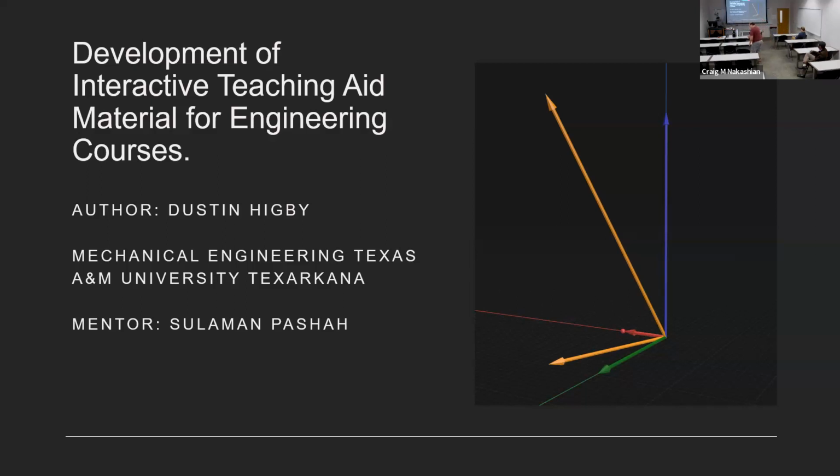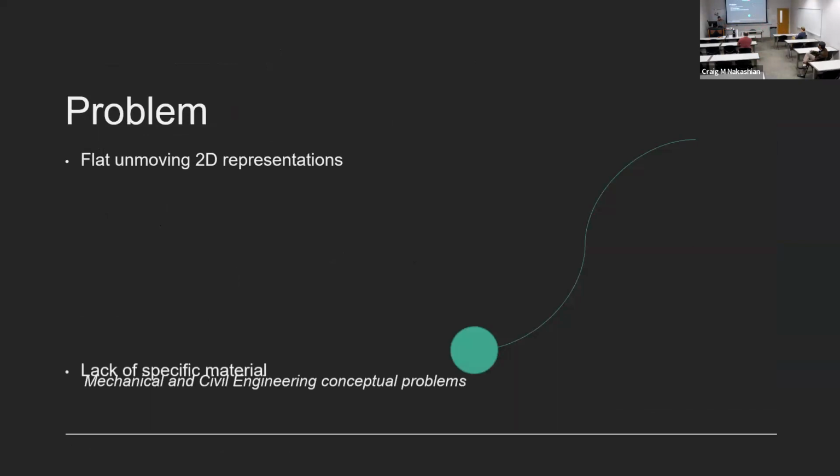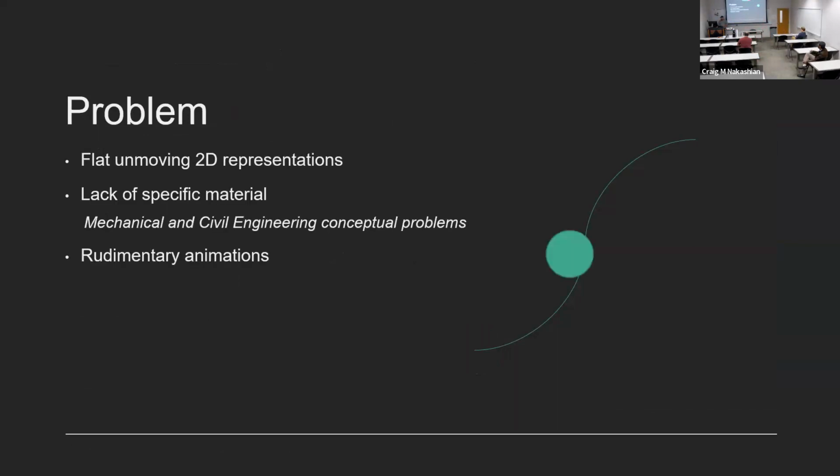Okay, so as Dr. Nakashian said, the colloquium today is over the development of interactive teaching aid material for engineering courses. As we define the problem, we have flat, unmoving 2D representations in our textbooks. These representations often cause a little bit of spatial disillusionment about what we're looking at, especially when we deal with problems in the 3D real world.